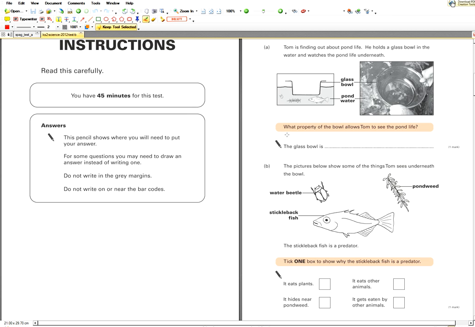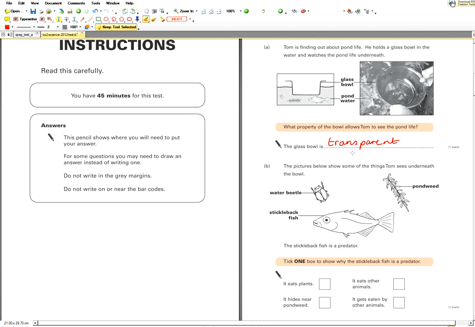We can also say clear. What else is the scientific word? Transparent. Transparent, right? So the glass bowl is transparent. I was just checking the spelling. Yes, transparent does have parent in it.